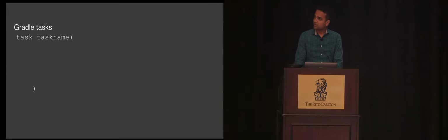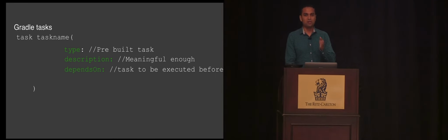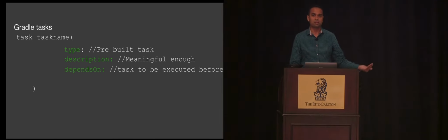When you're writing this Gradle task, you'll probably have the name there, the type that I mentioned, something pre-built that you want to use, and a description that's meaningful enough so when people hover over your task, they know what it does. This is an important part. Let's say your task actually needs another task to run. Most likely, the code coverage report will need the tests to run. So you want to specify this here. Depends on test debug unit test task.